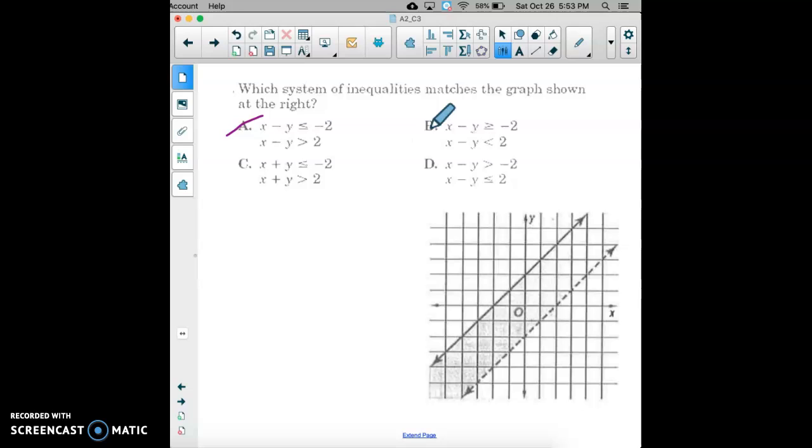We're okay with both of those. When I come over here to C, I get 0 plus 0 is less than negative 2. Already another one I'm seeing as a problem, not going to work. What about D? Well, I get 0 minus 0 is greater than negative 2. That one's good. And then we get x minus y, which is 0 minus 0 is less than 2. So B and D are still in the running. Well, how do we narrow it down from here?